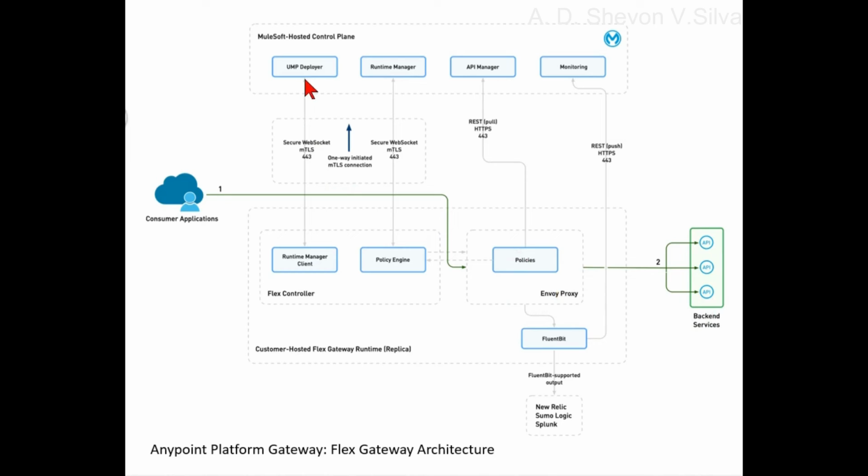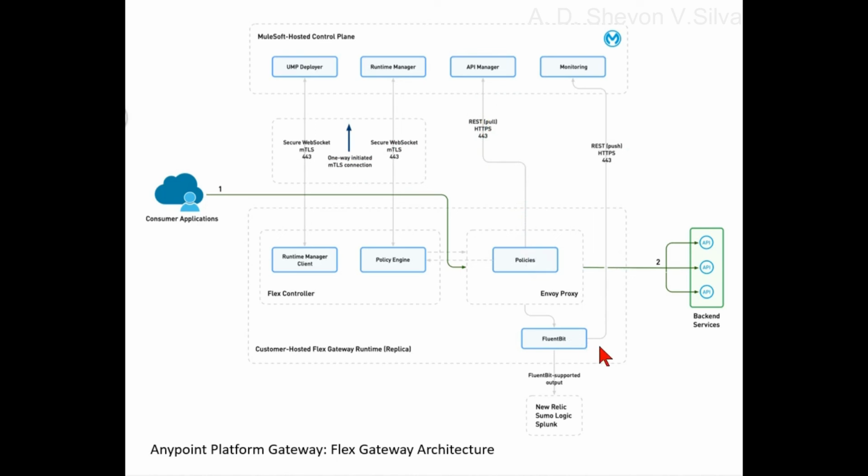Here the UMP deployer interacts with the runtime manager client via secure WebSocket mTLS. Here the runtime manager interacts with the policy engine via secure WebSocket mTLS 443. Here is a one-way initiated mTLS connection. Here the policies are connected to API Manager via REST pull HTTPS 443.